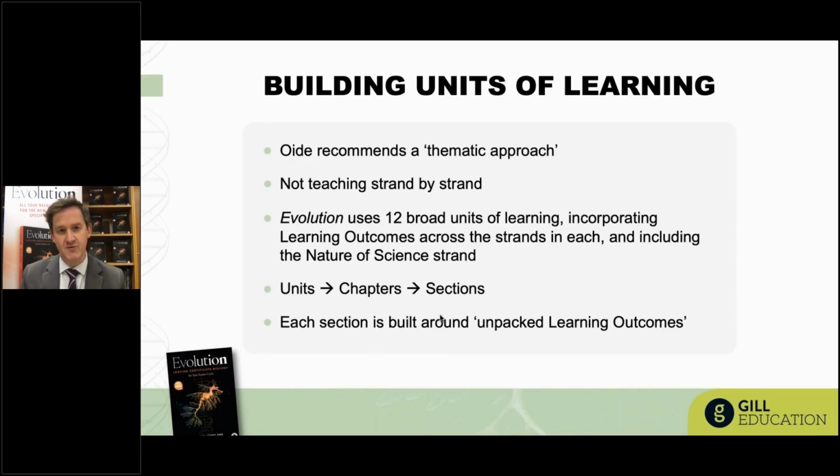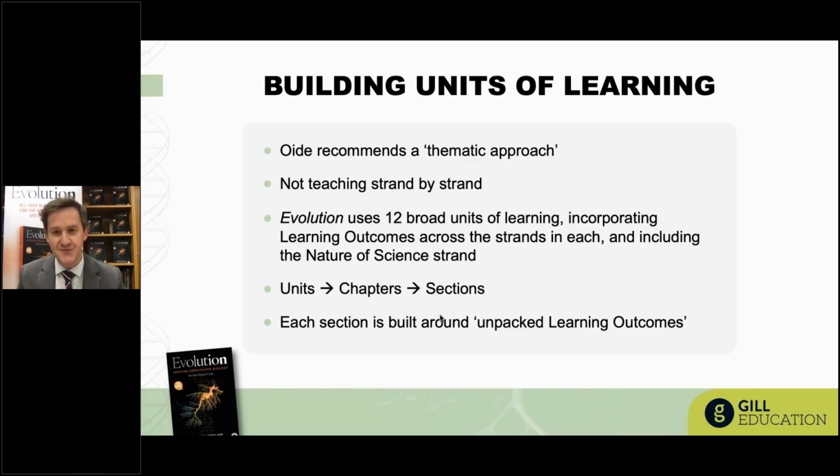So as I said, IDA are recommending using this thematic approach, so not teaching strand by strand. What this means basically is we take a particular theme, say for example, blood, and we see which learning outcomes in each of the strands reflect or might link in with that. So obviously you might be looking at things like cells, health and disease, transport and transfer, all of these various things. And you build a unit of learning, dragging learning outcomes from each of the various different strands.